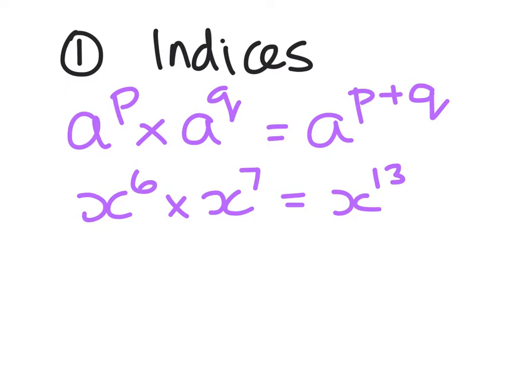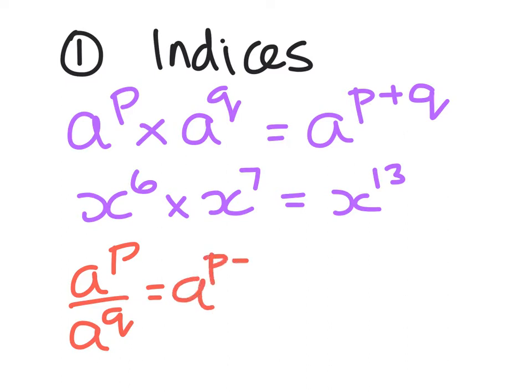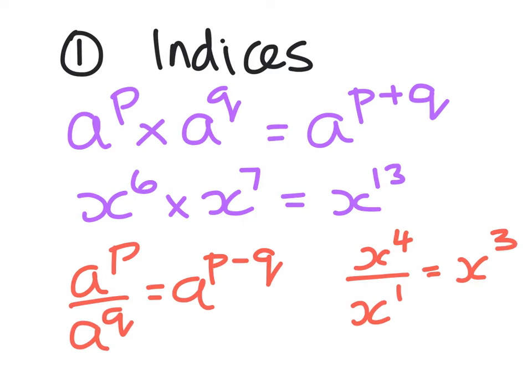and then the second rule that we're going to use is that a to the power p divided by a to the power q is a to the power p minus q. So for example, if I had x to the power 4 divided by x to the power 1, then the answer to that would be x to the power 3. Okay, so you apply that to the second question.